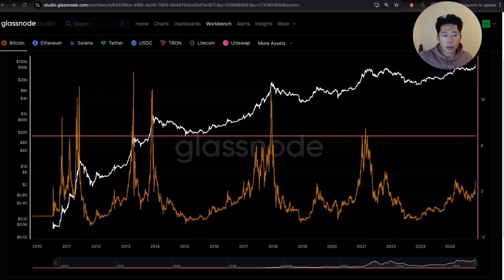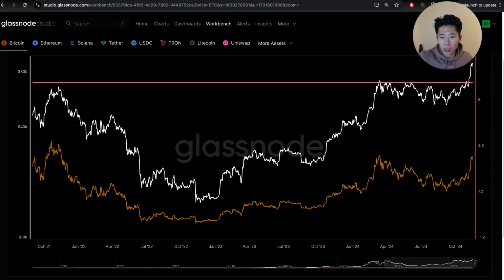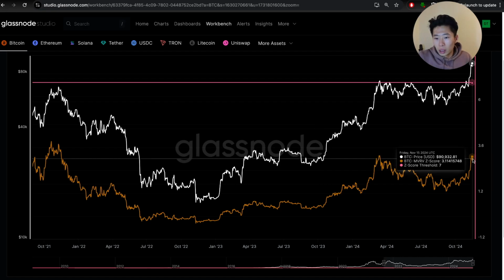So where are we now? Let me zoom in a little bit. Currently, the MVRV Z-score is about 3, so we still have a long way to go before we are considered overextended. At this point, I am close to fully allocated because the fun part of this bull run could really come at any time. None of this is financial advice.